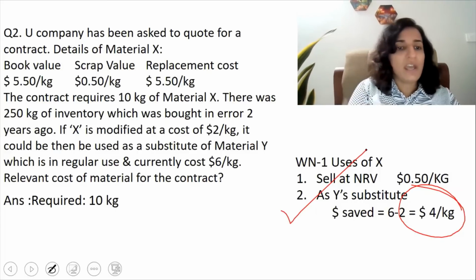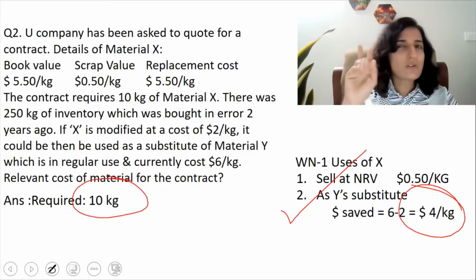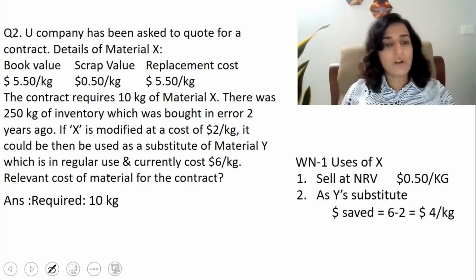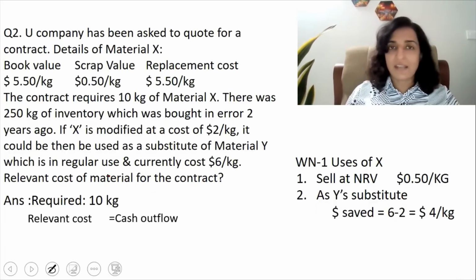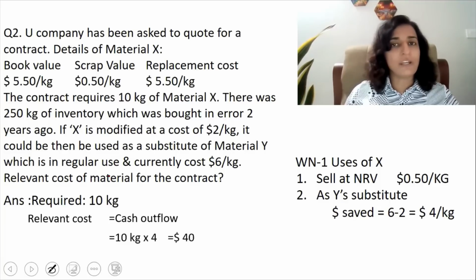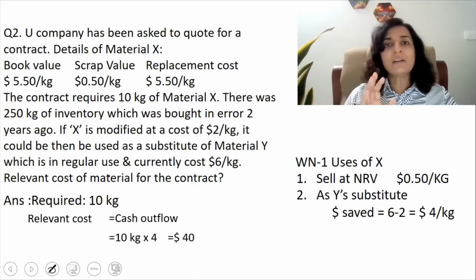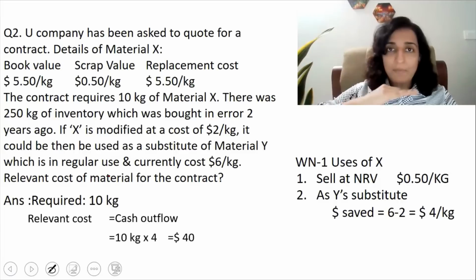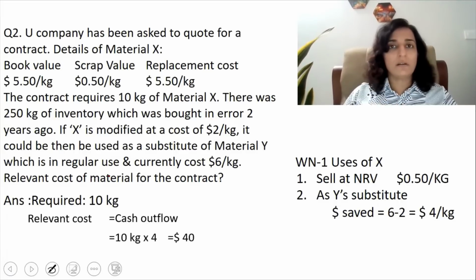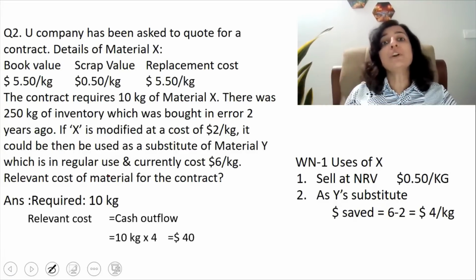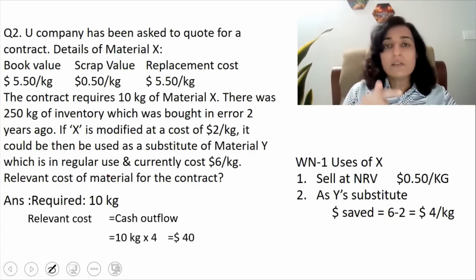$4 per kg. And we need 10 kg. So 10 into 4, that's the relevant cost. The relevant cost is the cash outflow, which is 10 kg into 4, which is $40. So whenever you get a question, find out what is the present use of that raw material. And when you're using it for the new project, what are we losing? In this particular case, we are losing $4.